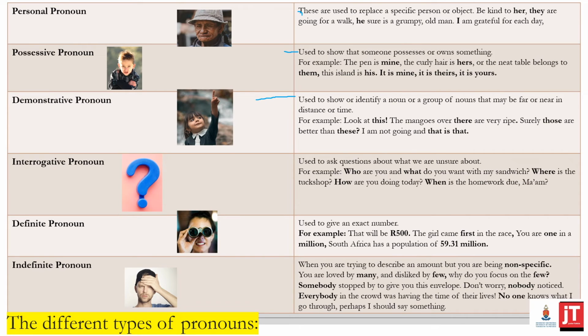Okay, the mangoes over there are very ripe. Okay, surely those are better than these. I am going, and that is that. Goodness. Gosh, if someone said that to me, I wouldn't know how to act. Okay, there is a personal pronoun here. I am going. Remember, it's very silly to use your name to refer to yourself. Gosh, that would just be crazy. Okay, and that is that.